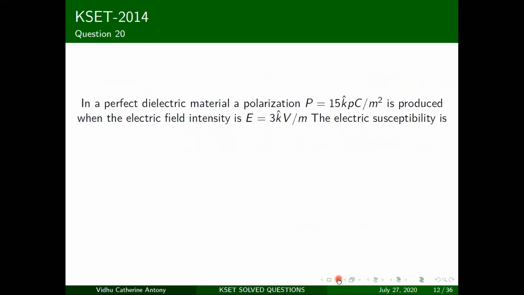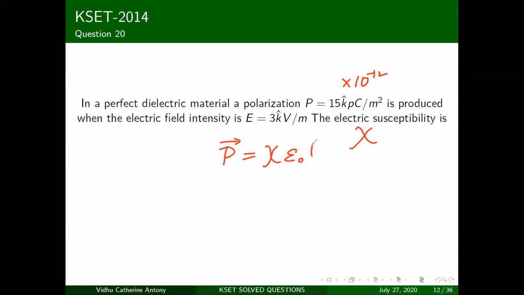Okay, so now let's look at this. In a perfect dielectric material, a polarization P of 15k cap pC, so pC is basically picocoulomb. What does picocoulomb stand for? Basically it's 10 to the power of minus 12. It is produced when the electric field intensity is 3k cap volt per meter. The electrical susceptibility is a dimensionless quantity and it's denoted by chi. This formula is very popular and I think it's worth remembering it. I think you'll use this a lot in the condensed matter general paper.